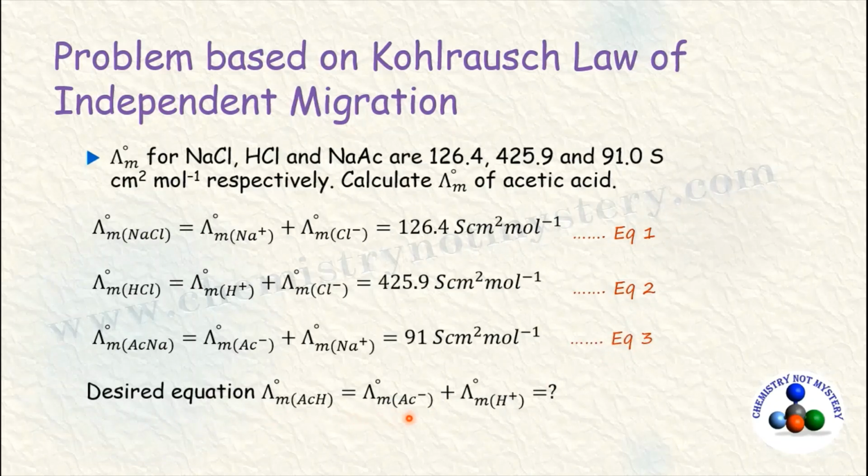Now match the ions with the desired equation and the given equations. Limiting molar conductivity of acetate ion is given in equation 3. Limiting molar conductivity of H plus ion is given in equation 2. Then, to get the values of these ions, we have to add equation 2 and equation 3. So let's add equation 2 and equation 3.